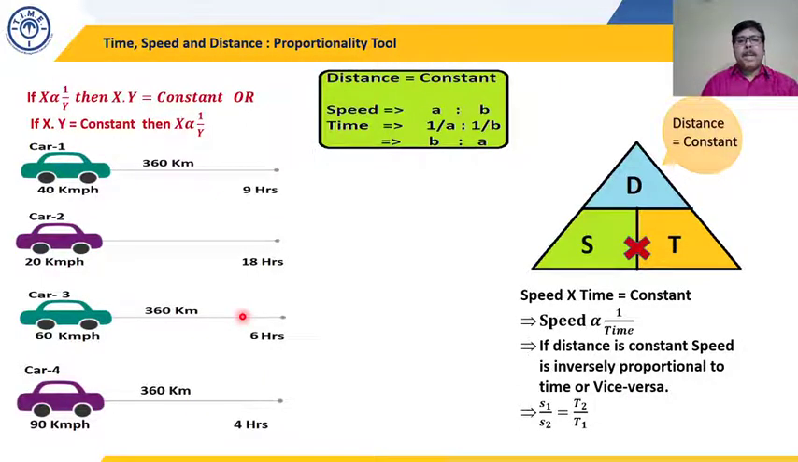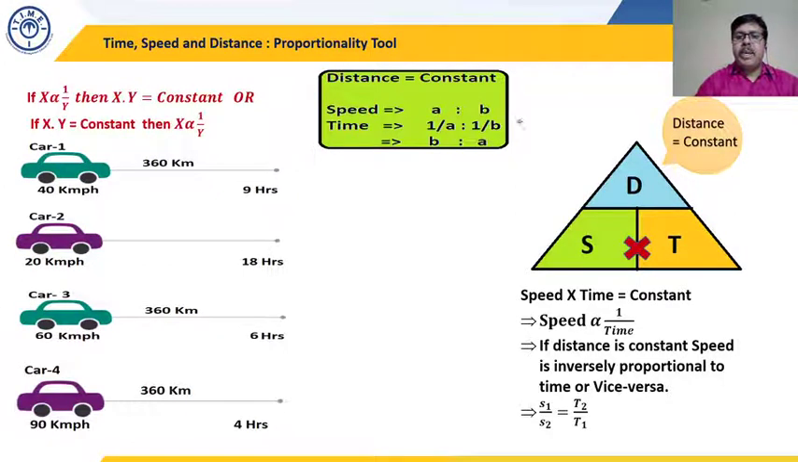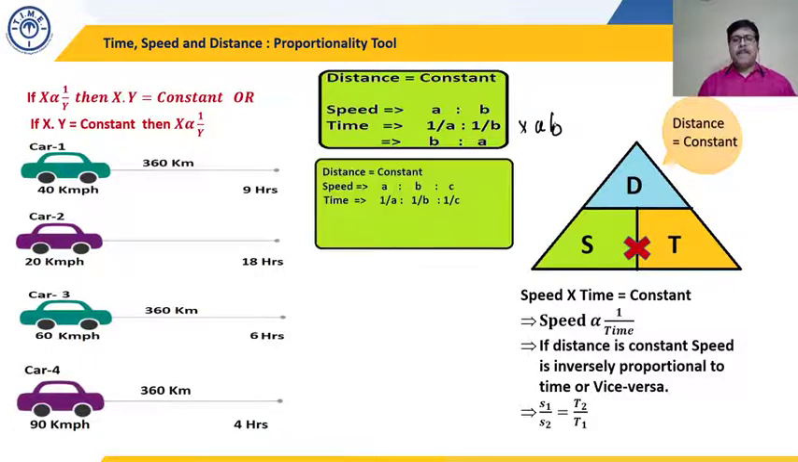Now, if the ratio of speed is A is to B, can I say the ratio of time is 1 by A is to 1 by B? And 1 by A and 1 by B is eventually B is to A. If you multiply 1 by A is to 1 by B by the LCM of A and B, that is AB, my ratio would be B is to A. So 1 by A is to 1 by B is B is to A. So can I simply say if the ratio of speed is A is to B, the ratio of time taken is B is to A.